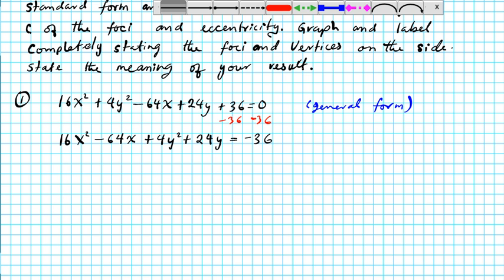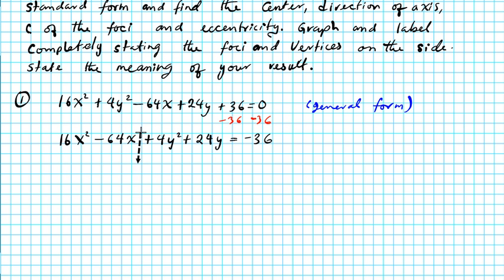Alright, now what I'm going to attempt to do is create two perfect square trinomials, one in terms of x and the other in terms of y. But first I have to make sure that the x squared is standing alone. So on the left side here, I'm going to factor out 16. If I factor out 16, it's as though I'm dividing these two by 16, so I'll be left with x squared minus 4x.